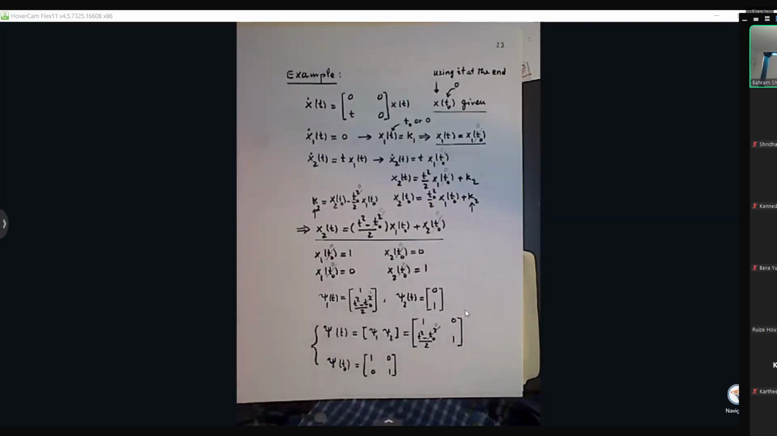Is that clear? So how do we do that? You find two vectors that are linearly independent. If I put x1 of t0 equal 1, x2 of t0 equal to 0, and another one, x1 of t0 equal to 0, x2 of t0 equal to 1, this vector and this vector are two linearly independent vectors generating this and this. You substitute these two into this equation and this equation to find psi1 and psi2. Is that clear?